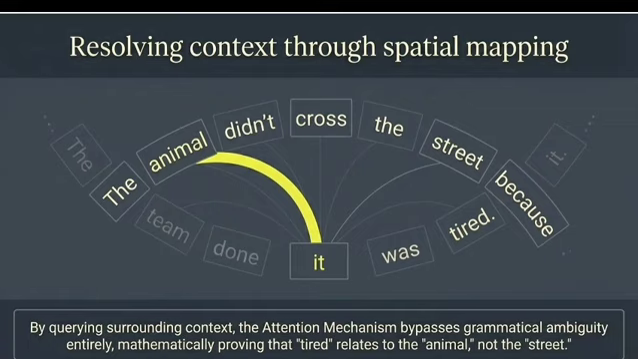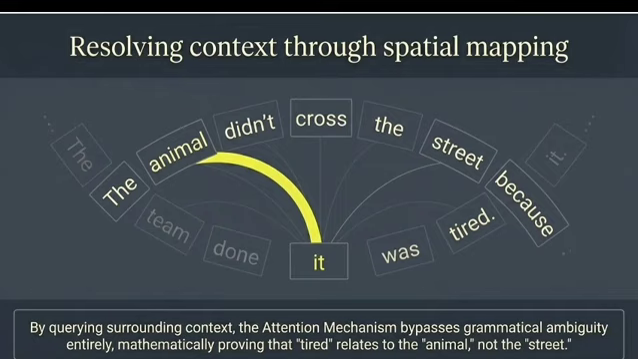Resolving context to spatial mapping. As you can see in the example here, the animal didn't cross the street because it was tired. When it comes to the human brain, we are able to understand this easily because of the consciousness which we have. We can easily understand the meaning here.